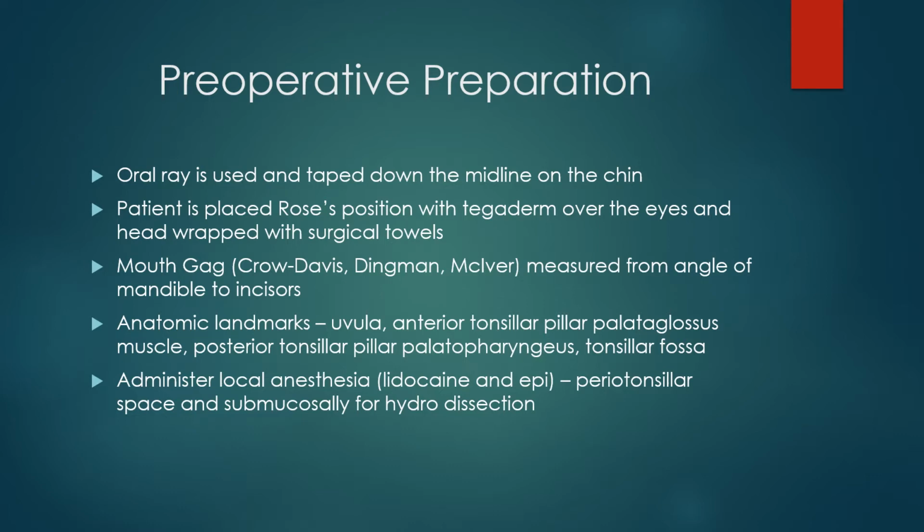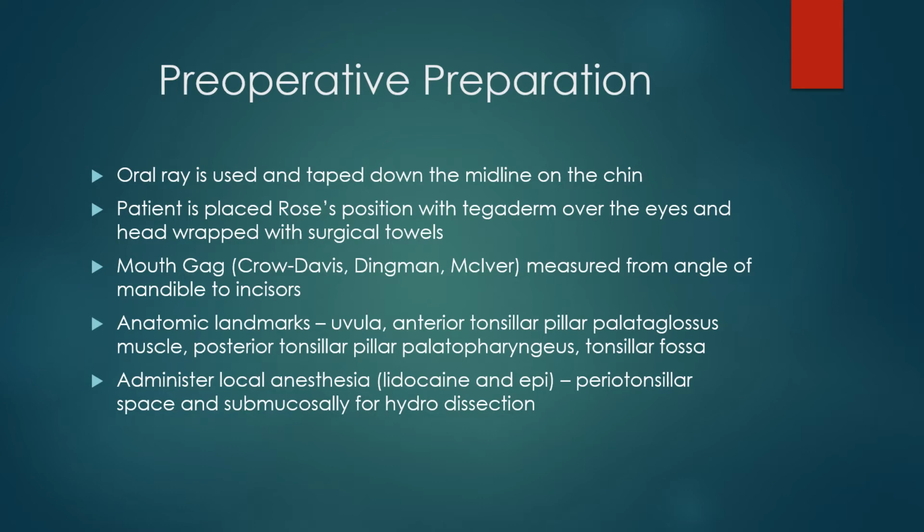An oral RAE tube is used and is taped in the midline down by the chin, allowing maximum access to the surgeon, who will be standing at the head of the bed. The patient is then placed in the Rose position, which means that the head is extended with either a shoulder roll or sandbags by the side for positioning, and Tegaderm over the eyes, and finally the head is wrapped with surgical towels.